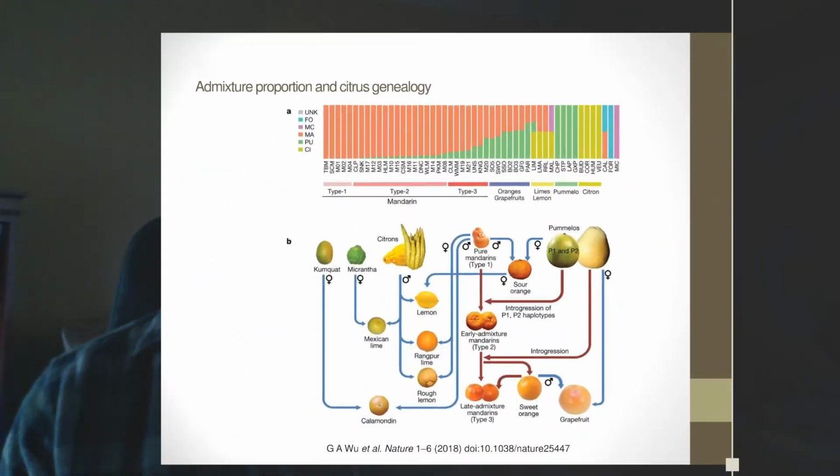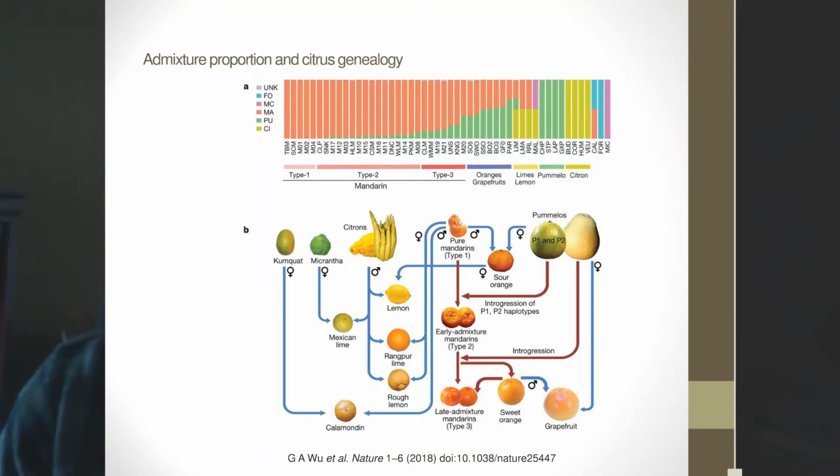More recently, with whole genome sequencing of all of these organisms, we can actually put together a pedigree that is much like our previous graphic, which was based on archaeological and historical information, and we can now verify that by comparing genome sequences among and between all of the different fruits.